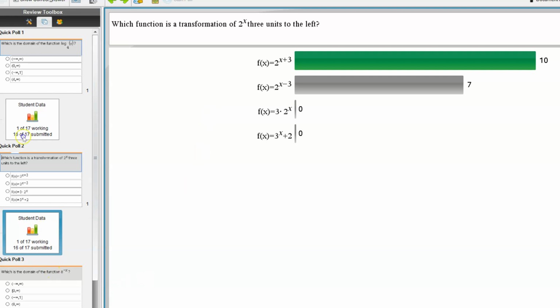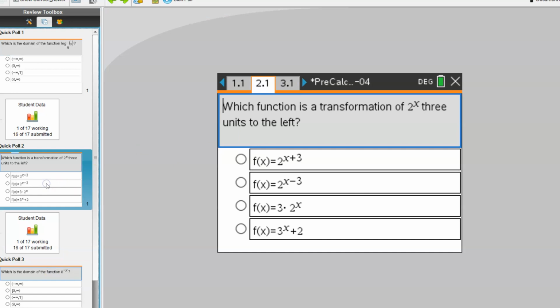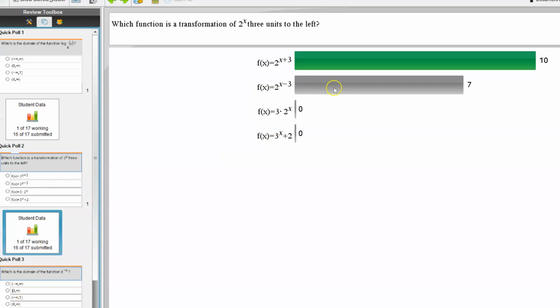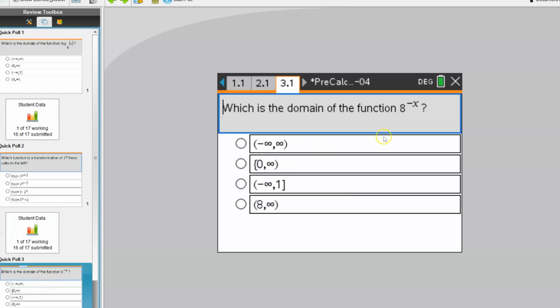And then lastly, if I have this one right here that's still in gray, the 2 to the x minus 3, that's a shift to the right by 3. Yeah. All right, lastly, this is an exponential function.